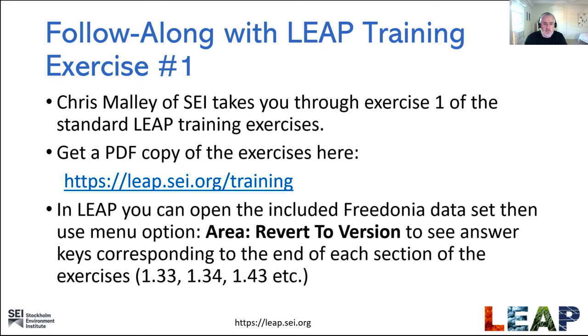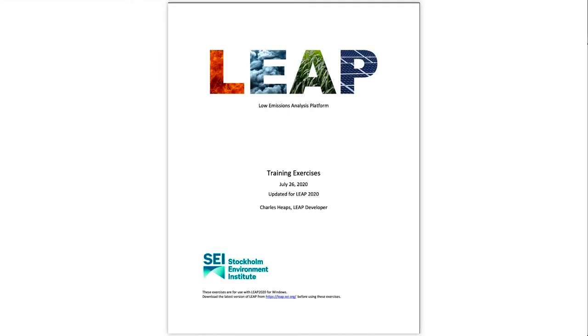You can get them from this address, leap.sei.org/training. And once you're using Leap, you can open the included Freedonia dataset and then use menu option Area Revert to Version to see answer keys corresponding to the end of each section of the exercises. The PDF version of the training exercises look like this.